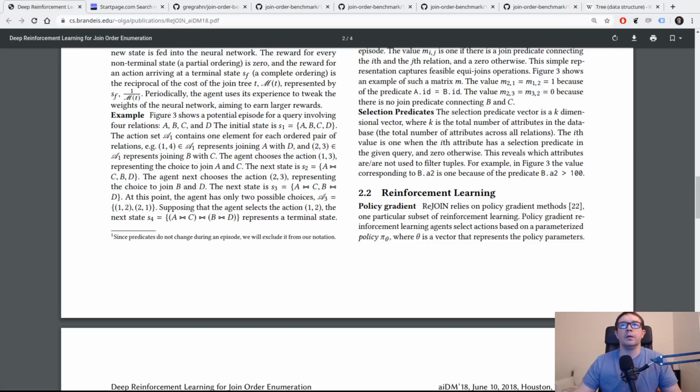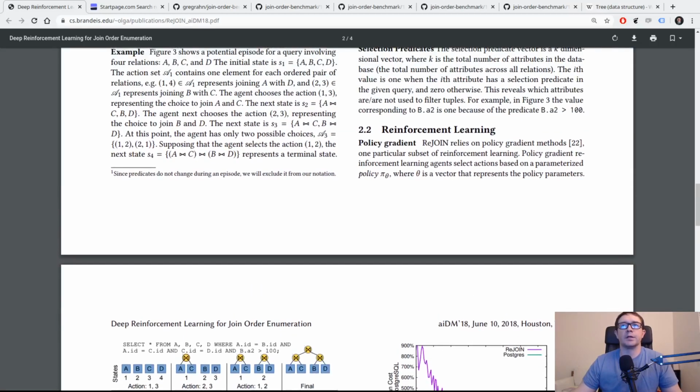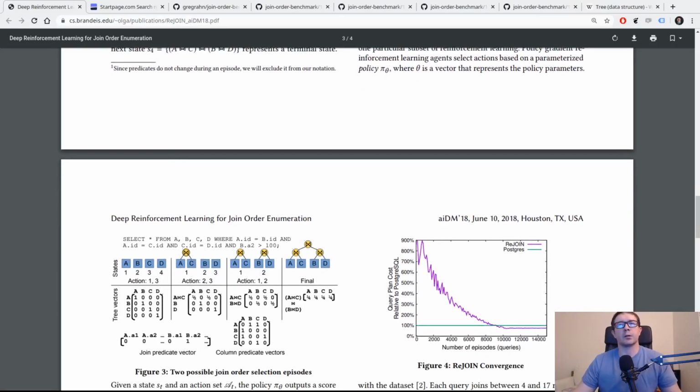with C. So in our figure down here, it says the agent chooses the action 1, 3, representing the choice to join A and C. The next state is therefore S sub 2 equals A intersects C, comma B, comma D. So let's come back down here and take a look. So we have A intersects C, that's this sideways hourglass operator here, and then you have B and D.